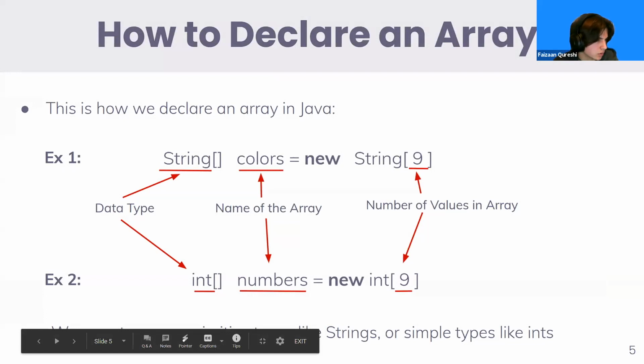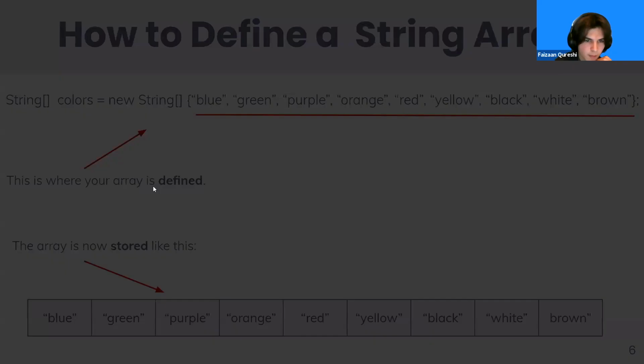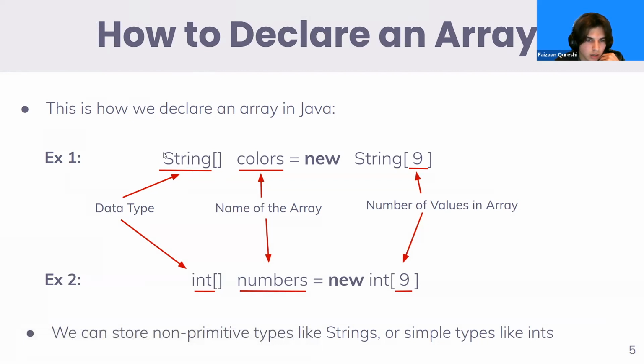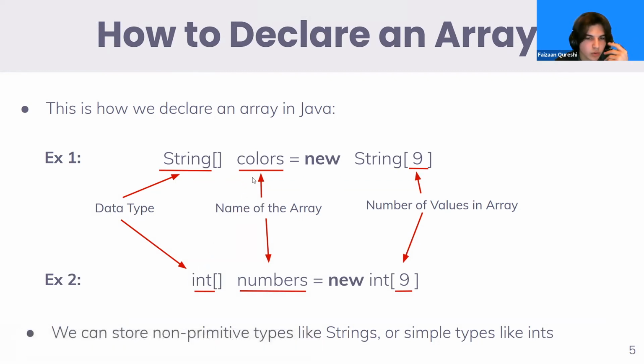Okay, how to declare an array. So below we have 2 examples of array declarations with strings and integers. We can store non-primitive data types like strings and simple types like integers. So here's just the syntax of how we would declare or create our string in Java. So we have our data type, the string and the integer, and then the name, basically what we want to name the array, or essentially our category.